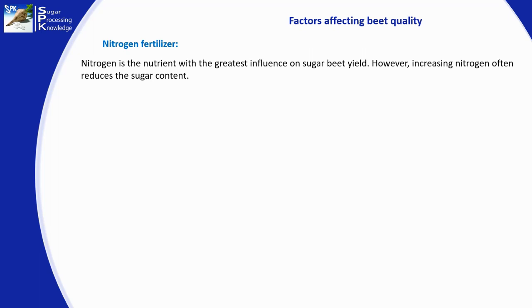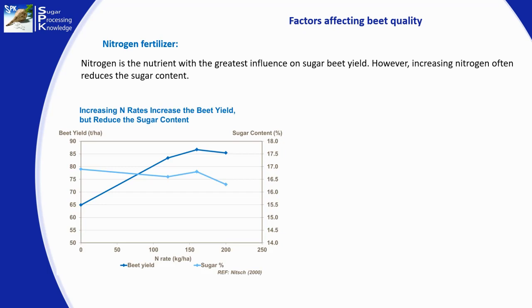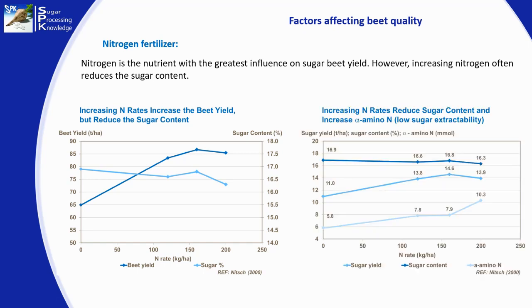impurities. This graph shows the evolution of root yields and the evolution of beet sugar content as a function of the nitrogen dose applied. It can be seen that the application of nitrogen increases the yield, but reduces the sugar content.